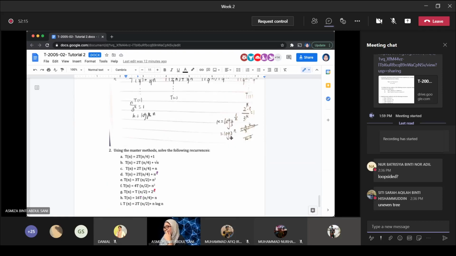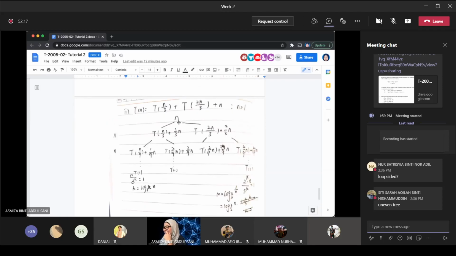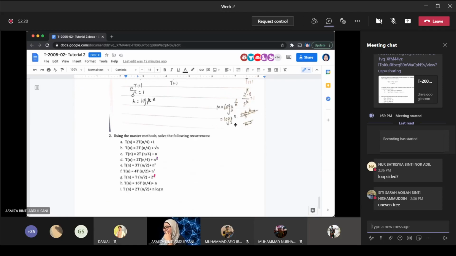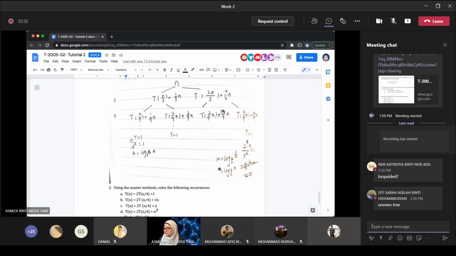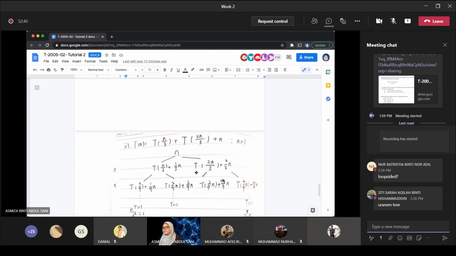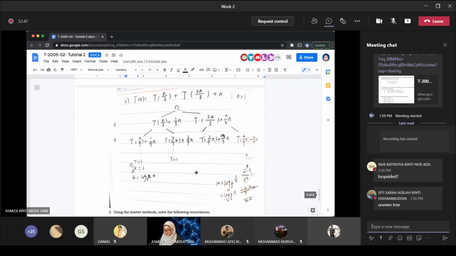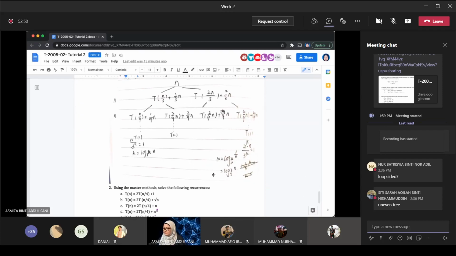So you need to calculate, for each of these levels, the cost, and you have to multiply it by the height. For whoever gave me this answer, I hope I'm showing you the right page. This is not complete. You managed to calculate the height, but you haven't yet calculated the total running time for the whole recursion algorithm. All right, any more questions? No? Okay.